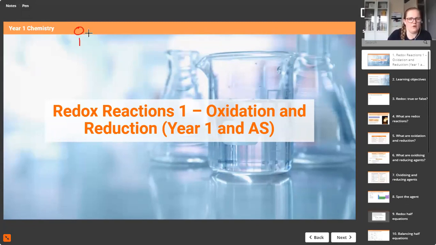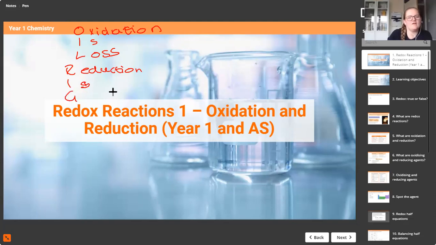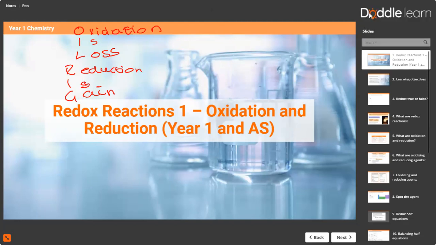That OIL RIG: oxidation is loss, and RIG, reduction, is gain. This is all in terms of losing and gaining electrons in a chemical reaction. It relates to displacement reactions, and we're just going to go back to basics with it and then build up into a bit more detail about where it gets to when we do it at A level.